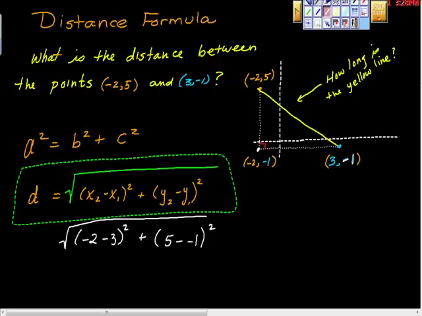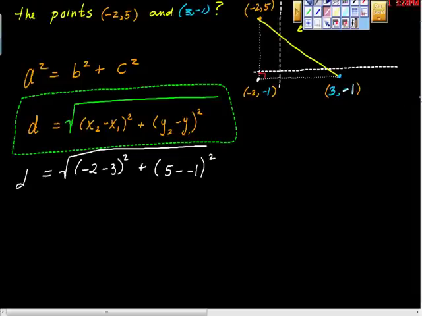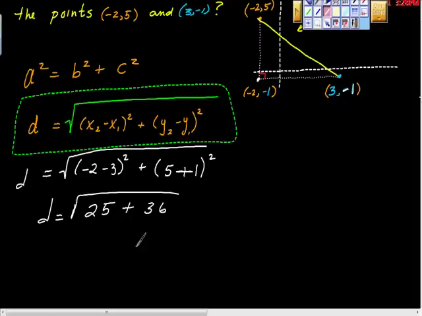Okay, squared is equal to the distance, and then we just start solving. We have negative 2 minus 3 is negative 5, and negative 5 squared is 25, good job, plus 5 plus 1 is 6, and 6 squared, how do I get this? Negative times a negative is a positive, isn't it? So it's 36. And we want the square root of whatever this value is, and 25 plus 36 is what? 25 plus 36 is 61, right? So d is the square root of 61.